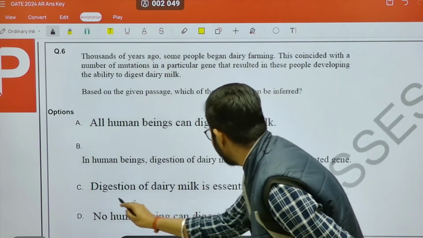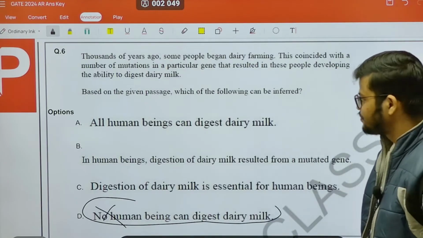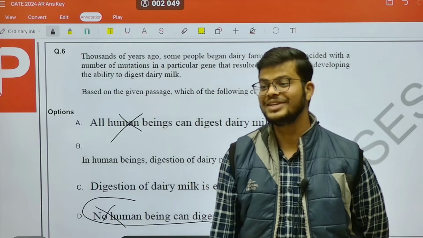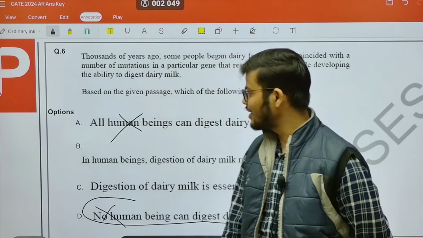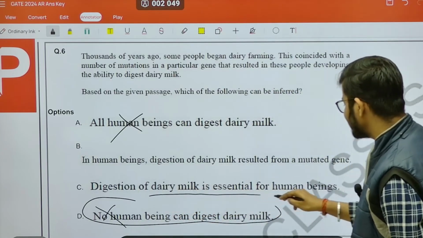They are saying no human being can digest dairy milk. Now this is what? An extreme case. No or never. All human beings, again an extreme case. So whenever you remove this extreme case part, solving this question will be very easy. This question, option number C, digestion of dairy milk is essential for human beings.